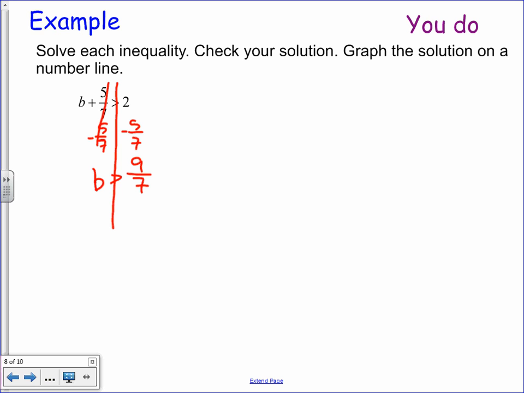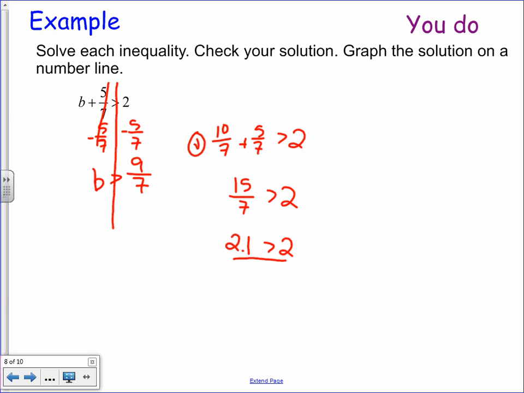So I wanted something that is greater than 9 sevenths to plug in. So I get 10 sevenths plus 5 sevenths is greater than 2. And I get 15 over 7 is greater than 2. And 15 over 7, we know that 14 over 7 is 2, right? So 15 over 7 is going to be a little bit more than 2. And if you change that into a decimal, that really is 2.1 is greater than 2, which is true, right? 2.1 is greater than 2. So I know that my b is greater than 9 sevenths is going to be true as well.